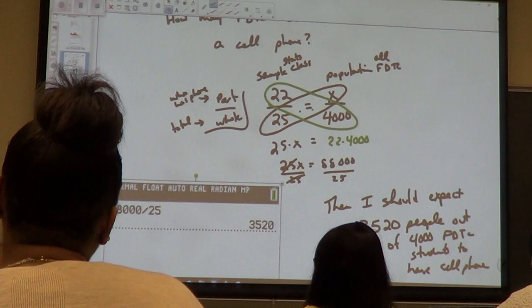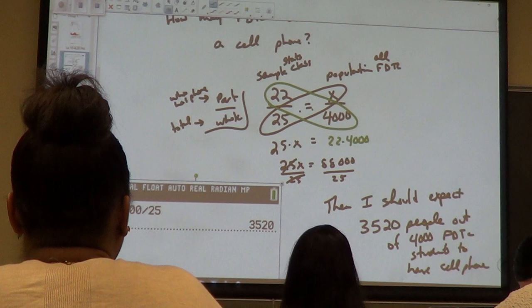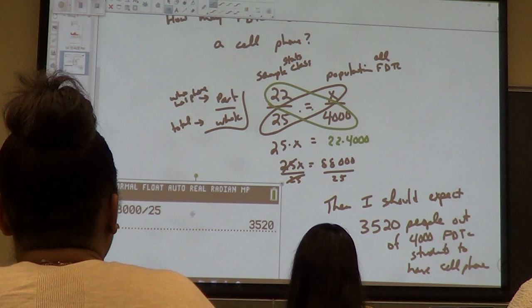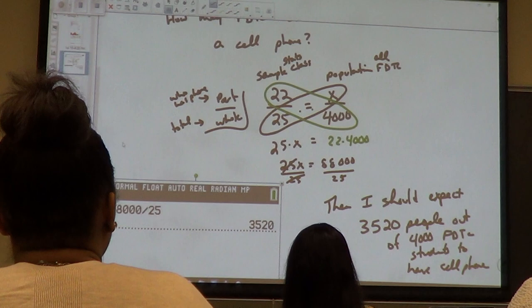Stats people use this all the time. They take our data and they say, let me ask a couple of people and see what they say, and I'm going to take that information and I'm going to infer it to the whole population. Now, taking this problem, we're going to go back to the previous problem. I just wanted to use something that we had already talked about, something that you knew.